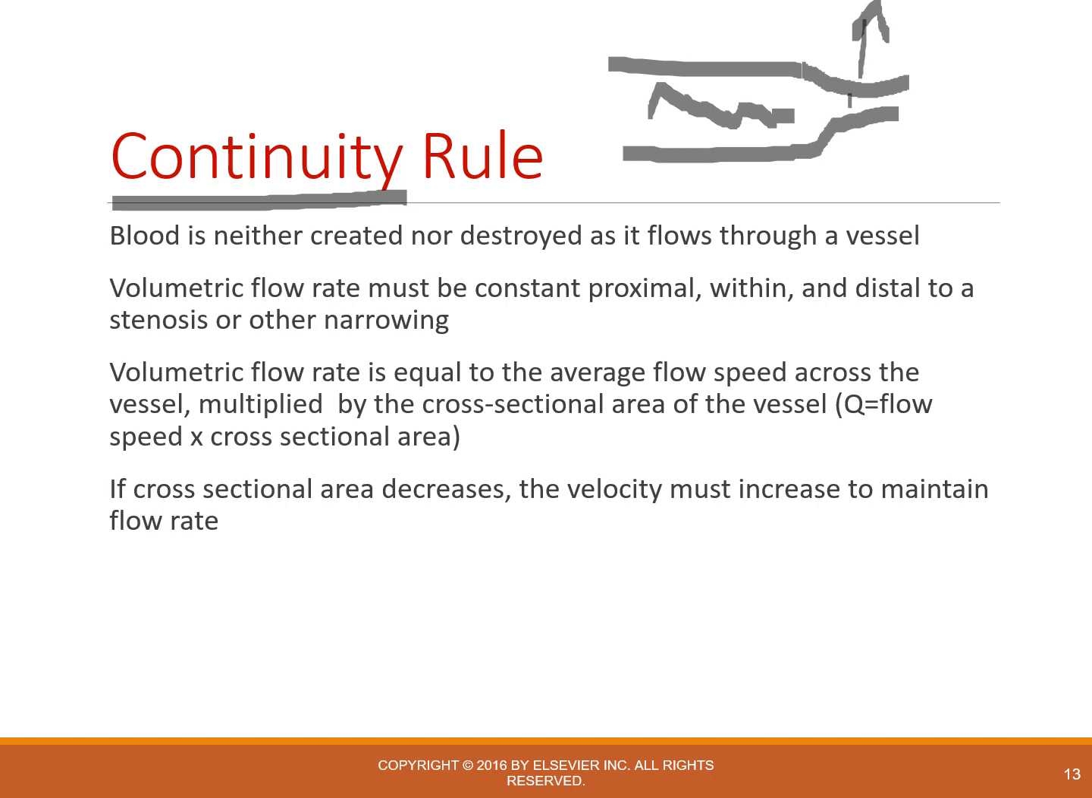The volumetric flow rate is equal to the average flow speed across the vessel multiplied by the cross-sectional area. So in order to maintain the flow with a reduction of my cross-sectional area, I can only accomplish it by increasing the flow speed. Our bodies do a really great job of doing this for a long time, but there does eventually come the point where it cannot maintain enough lumen to get enough blood through, even at really high speeds, to maintain the continuity rule. But it's pretty good at doing this for a great period of time.